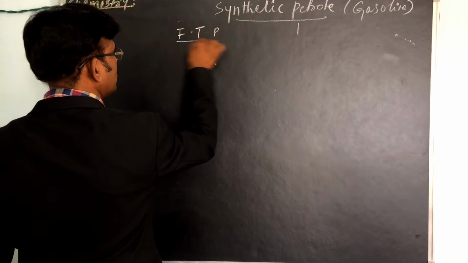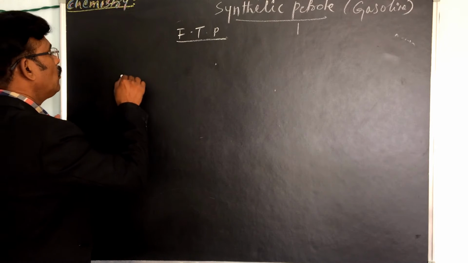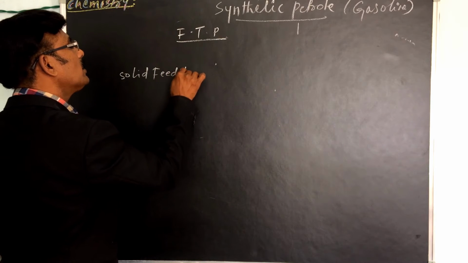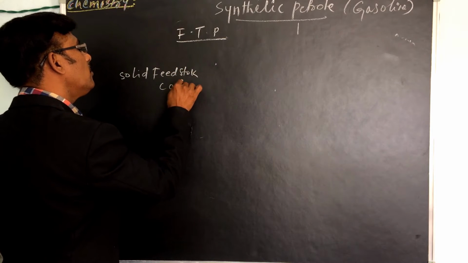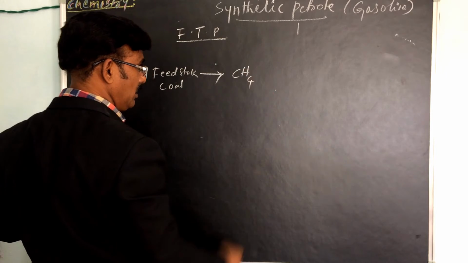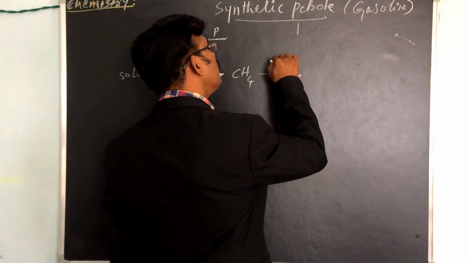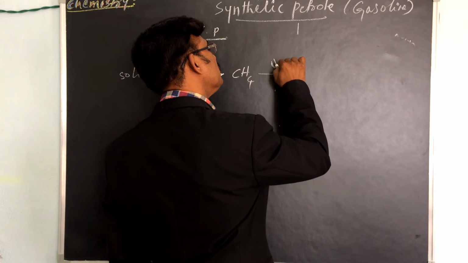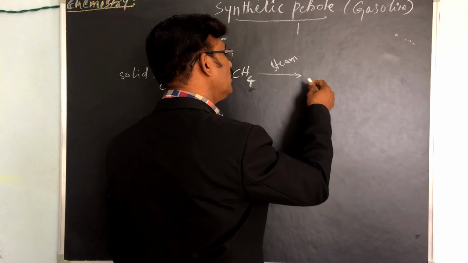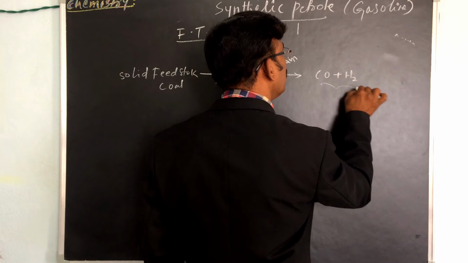Fischer-Tropsch process. We have to take a solid feedstock like coal, which is converted into methane. The methane reacts with vapor, that is steam, and is then converted into a mixture of carbon monoxide and hydrogen.